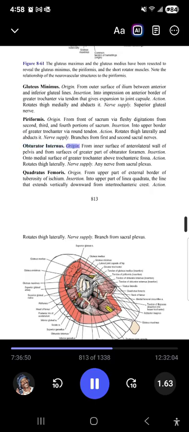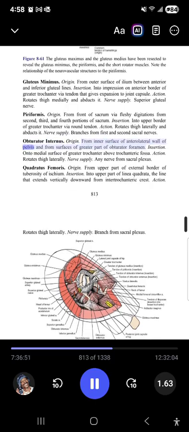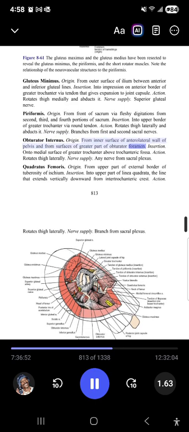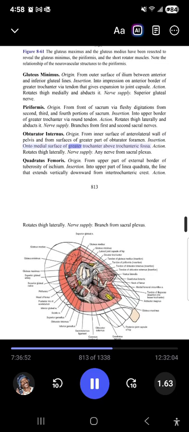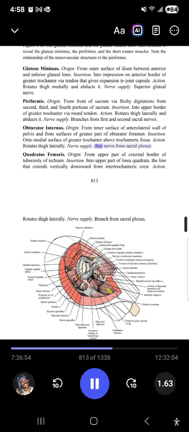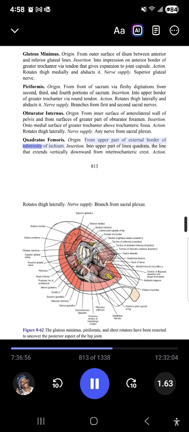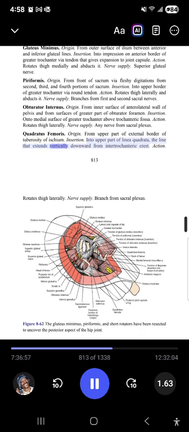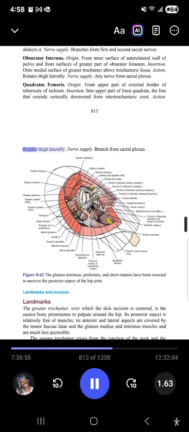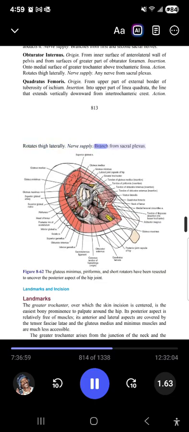Obturator internus, origin: from inner surface of anterior lateral wall of pelvis and from surfaces of greater part of obturator foramen. Insertion: onto medial surface of greater trochanter above trochanteric fossa. Action: rotates thigh laterally. Nerve supply: branch from sacral plexus. Quadratus femoris, origin: from upper part of external border of tuberosity of ischium. Insertion: into upper part of linea quadrata, the line that extends vertically downward from intertrochanteric crest. Action: rotates thigh laterally. Nerve supply: branch from sacral plexus.